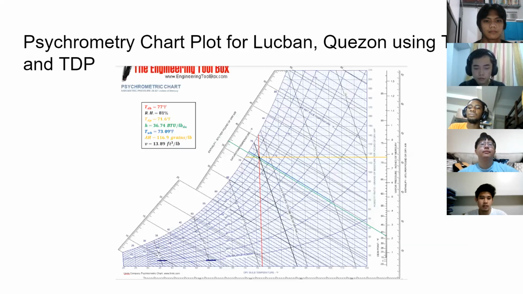Next we have our psychrometric chart plot for our location here at Lukban, Quezon. In our chart plot, we can see that our relative humidity is 81%. Our dry bulb temperature is at 77 degrees Fahrenheit, and the dew point temperature is at 71.6 Fahrenheit.